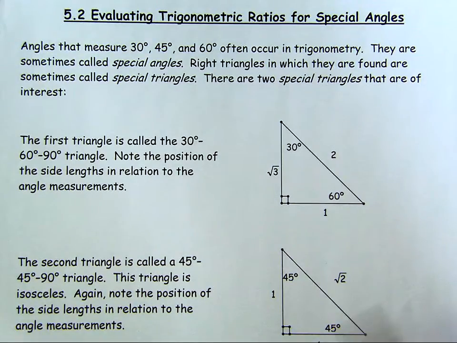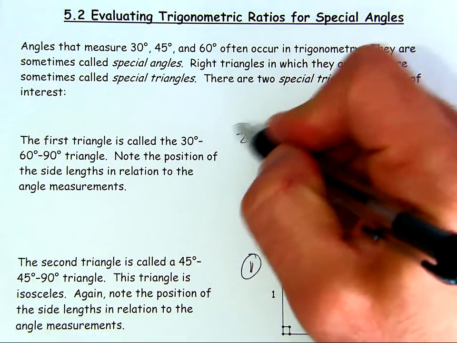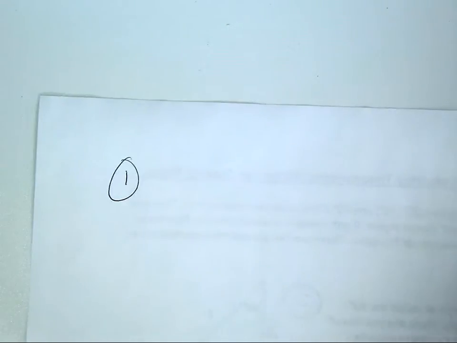The first one is actually this one here, which is an easier one to construct, the 45, 45, 90 triangle, and the second one is the 30, 60, 90 triangle. So I'm going to show you how to first construct these two triangles, then we'll talk about coming up with trigonometric ratios for those angles. So the first triangle that I spoke about is a 45, 45, 90 triangle.